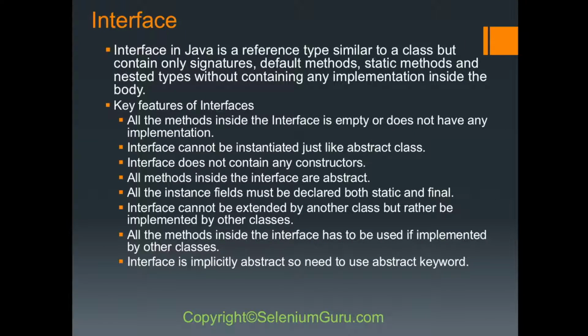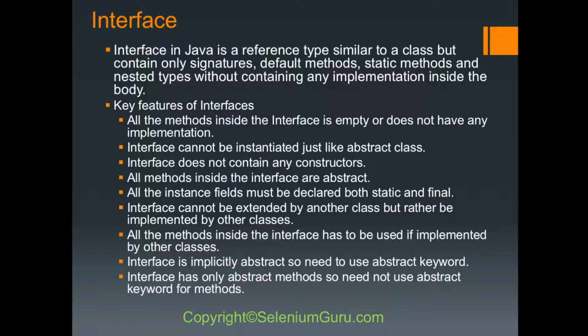So an interface is also implicitly abstract, so there's no need to use the abstract keyword, right? Since an interface has all abstract methods, you don't have to say it's abstract; it's implicitly abstract. Just like a class, you don't have to say abstract for the methods, because an interface has only abstract methods.